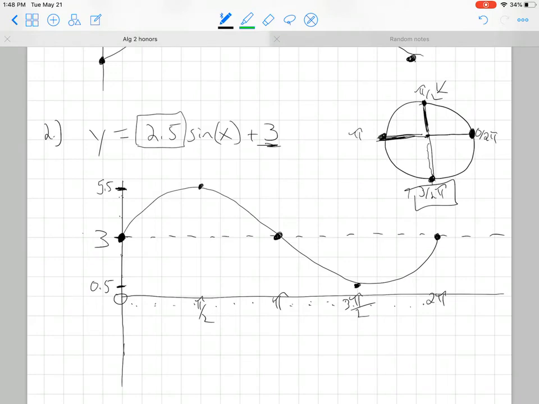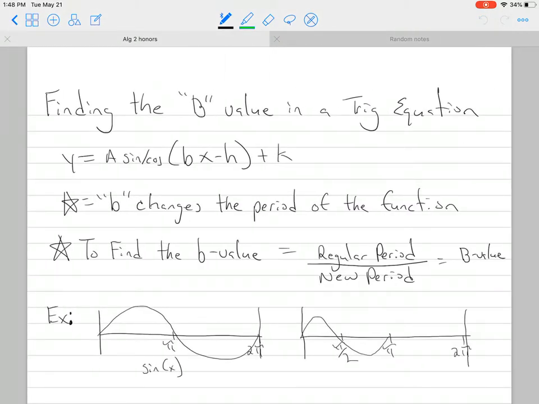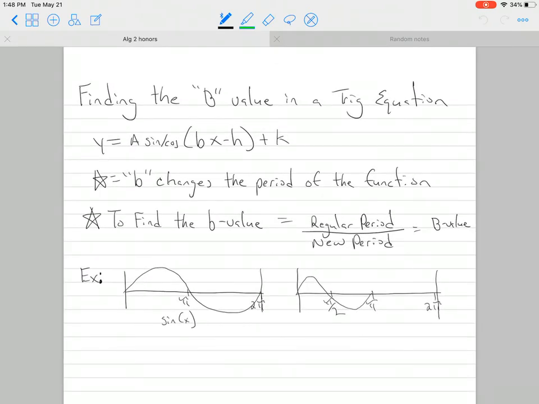All right. Last thing. Finding the b value in trig equations. You want to write this down in a trig equation. Okay? Remember that as we know y equals a times either sine or cosine of b minus h plus k. We know how to find the a value. We know what the h value is. We know what the k value is. But how do I find the b value? That's what we got to figure out.